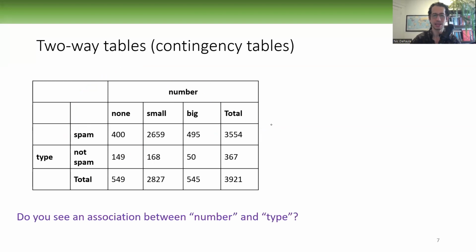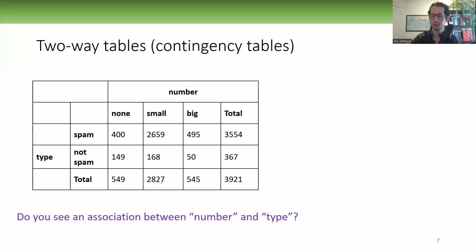At this point, do you see any association between the number variable and the type variable? Does it seem like if some numbers are present, it leads to more spam or not? You can pause the video and think about it. Let's discuss it.